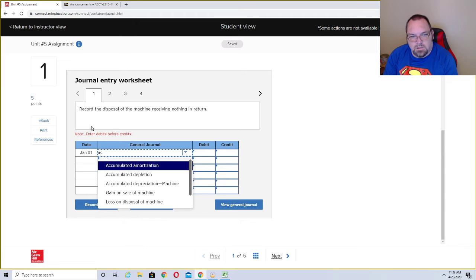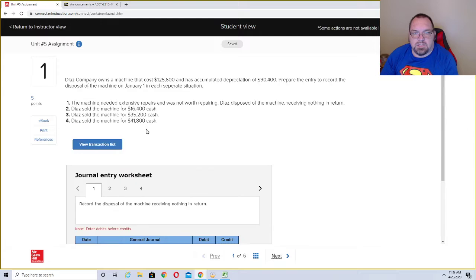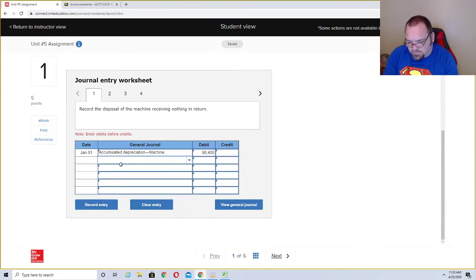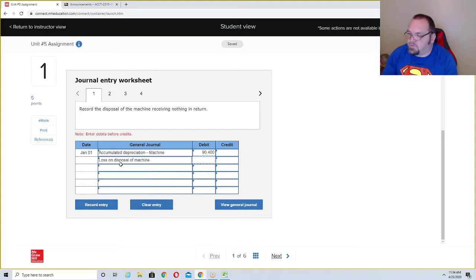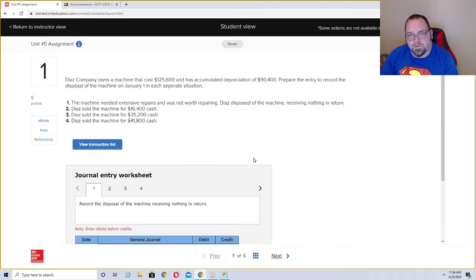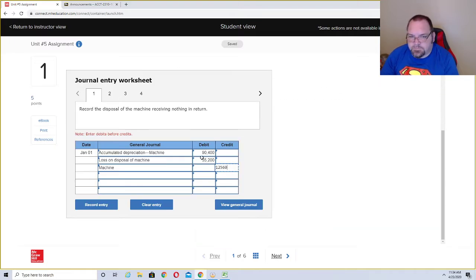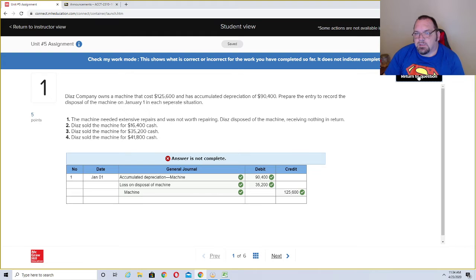So accumulated depreciation on the machine will be a debit of $90,400. We also have to record that loss as a debit: loss from disposal. It's not a sale, it's a disposal. $35,200. And then the last one will be taking the machinery off the books: $125,600. So there's that. That's not bad, right? I'll go ahead and check it, since I've fixed it so you can do unlimited check your work. You see it's correct.